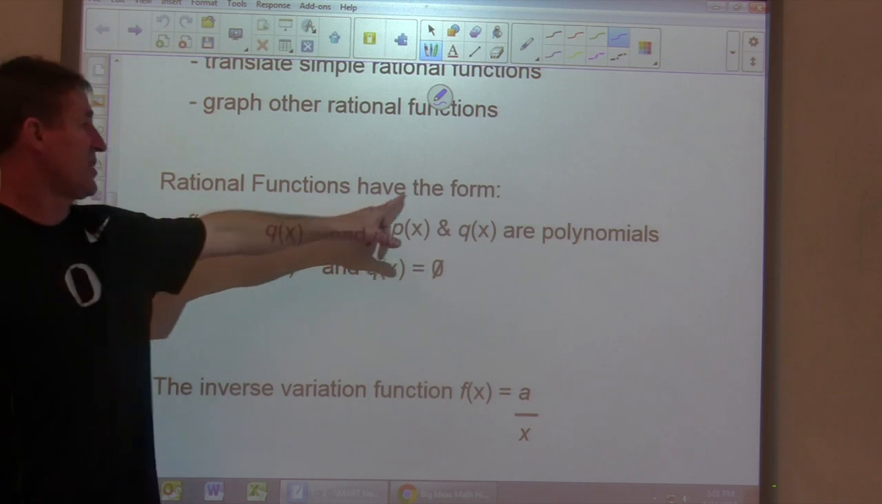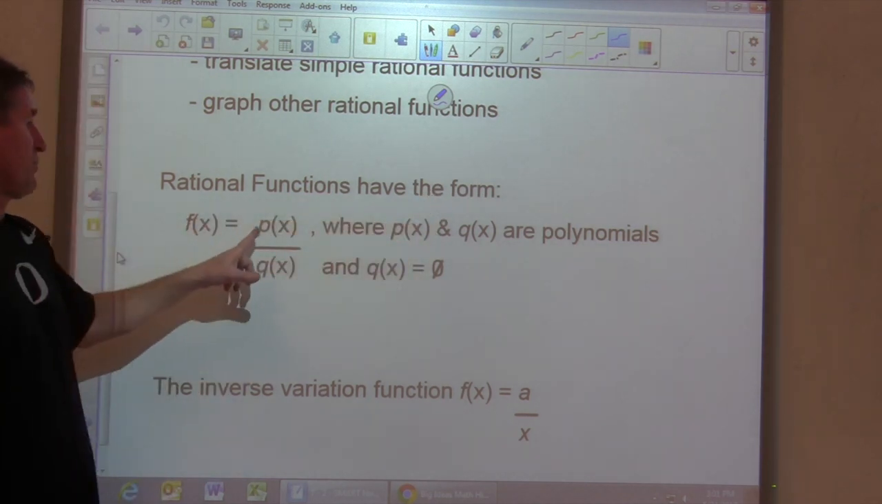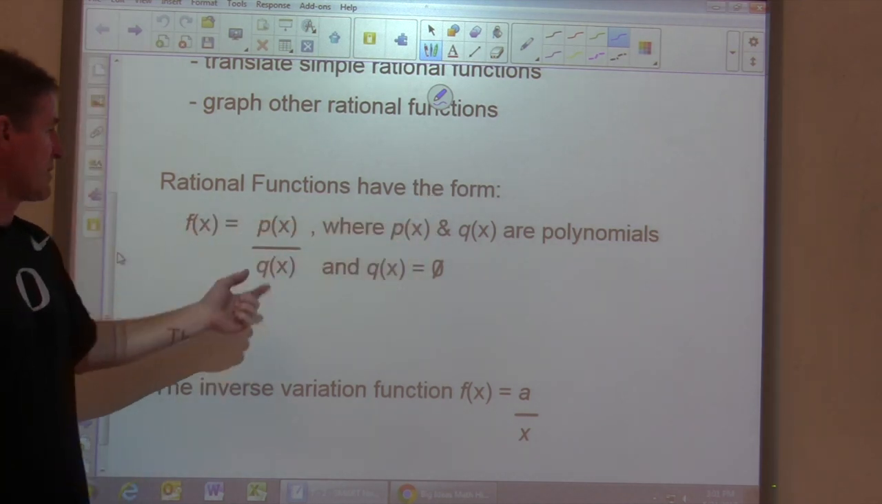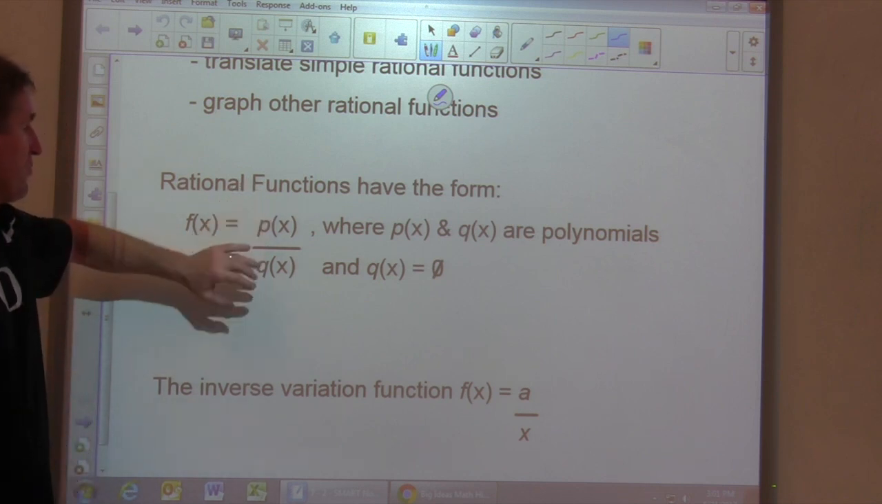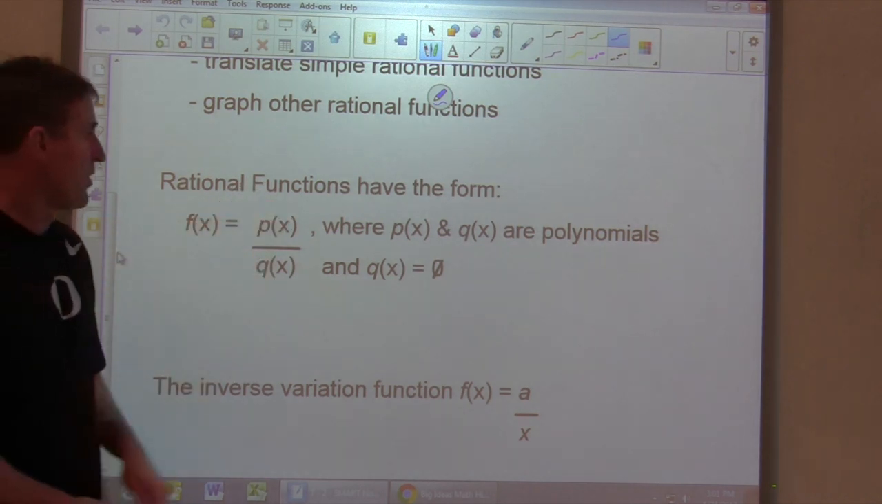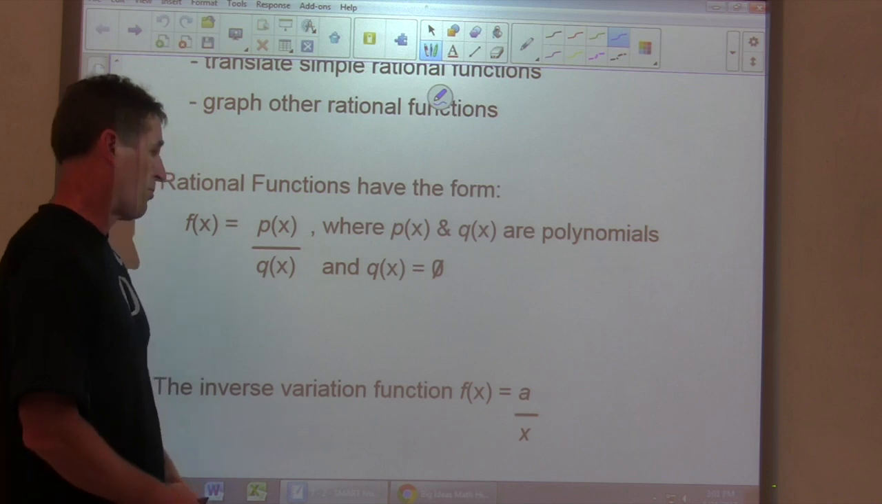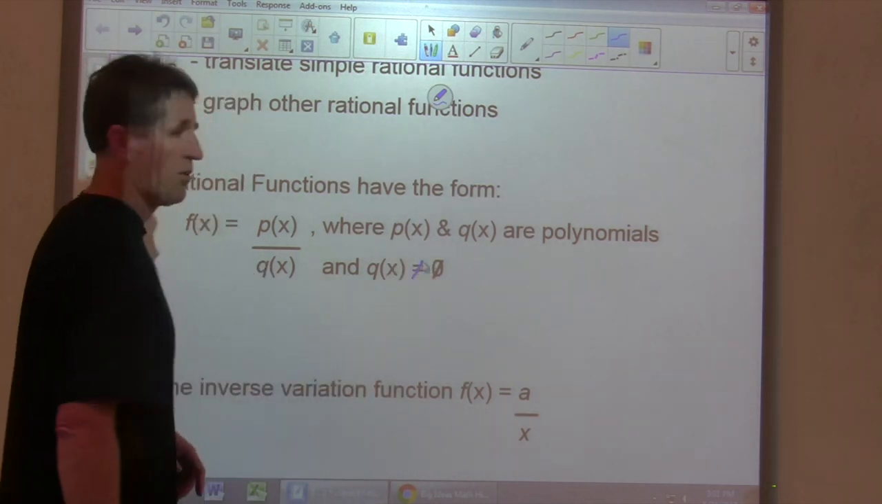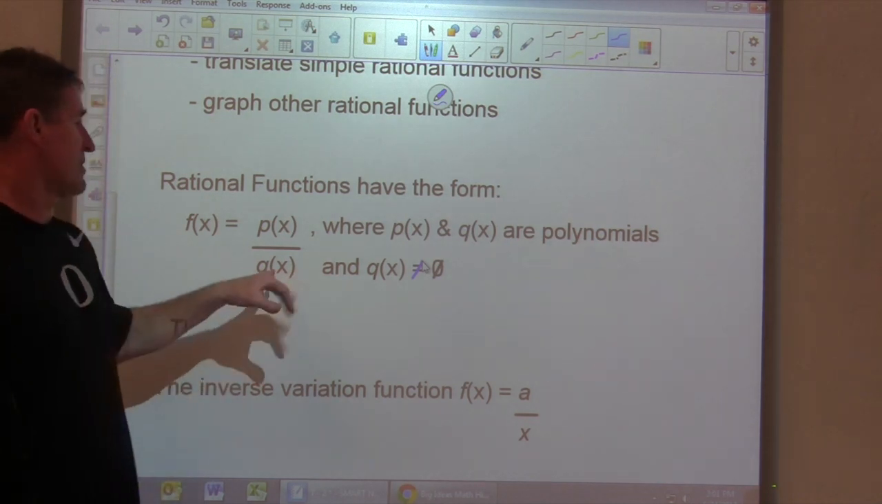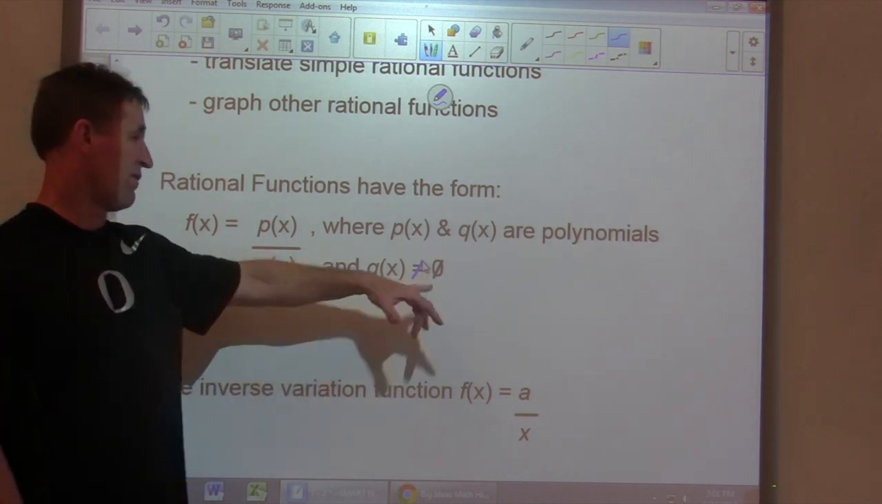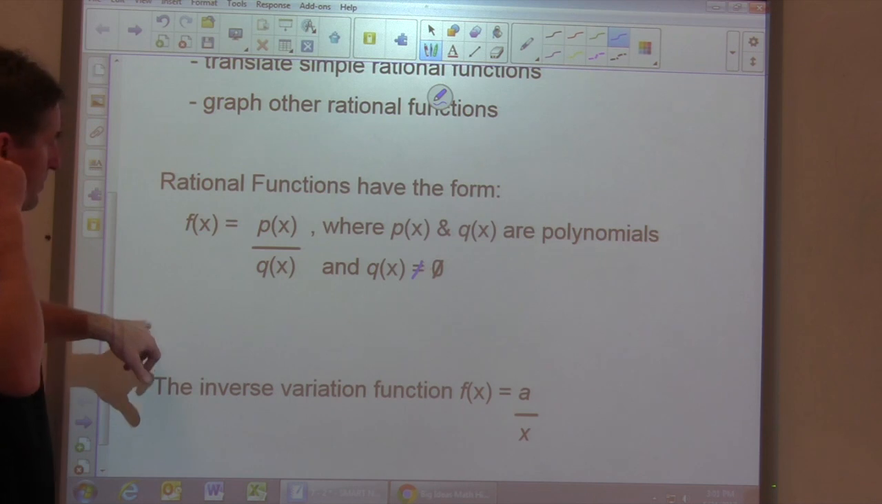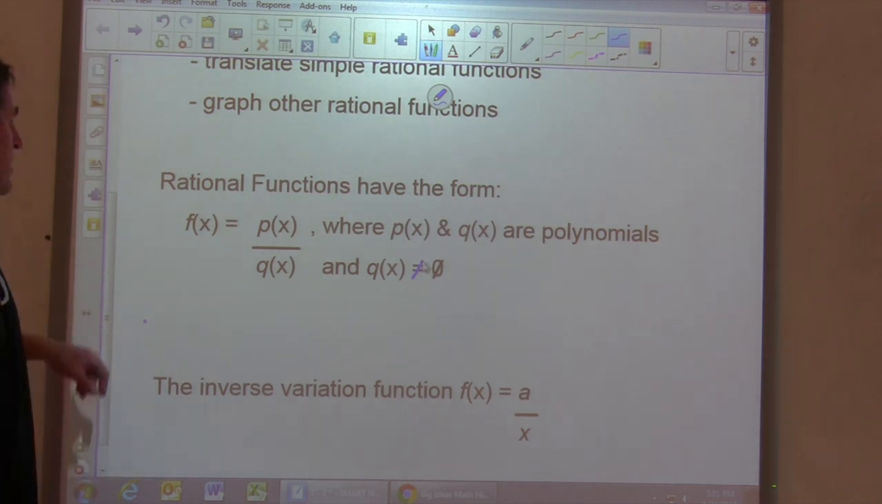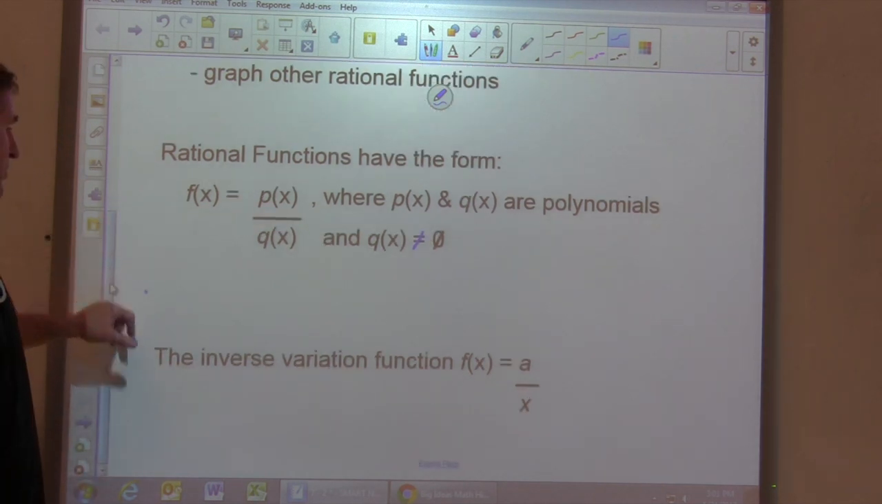So rational functions have the form f of x is equal to p of x divided by q of x. So there's where our rational part comes from. We have one function divided by another, where p of x and q of x are polynomials, and q of x is not equal to 0, and that's because, remember, you cannot divide by 0. So you have to have that restriction on there that q of x is not equal to 0.